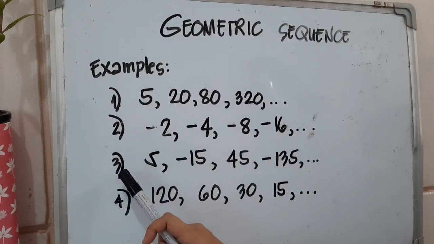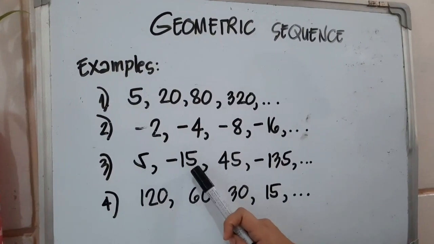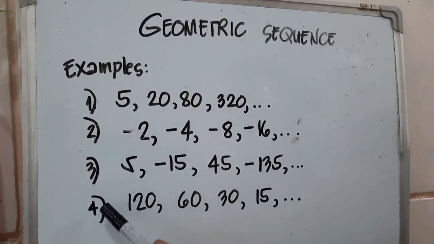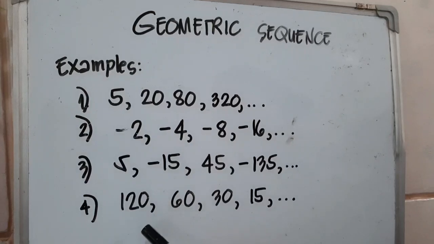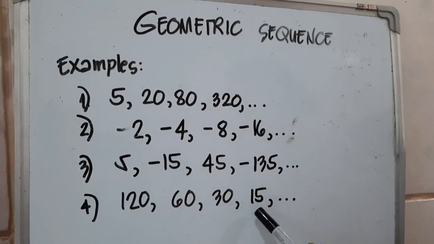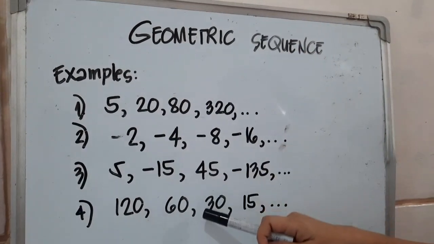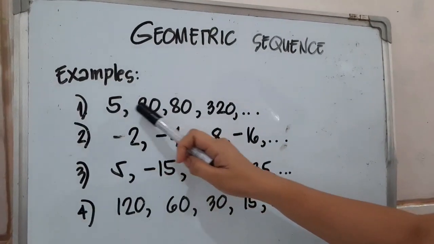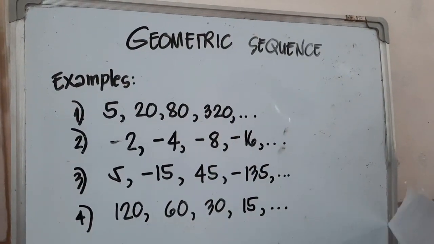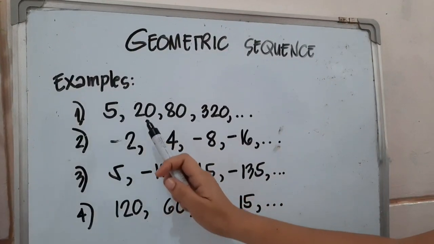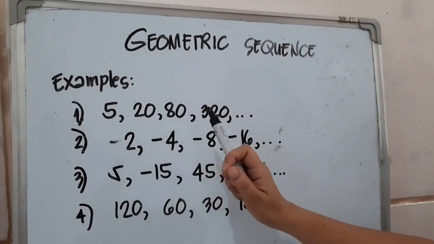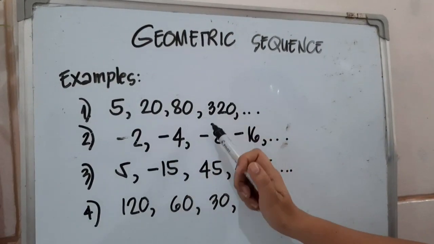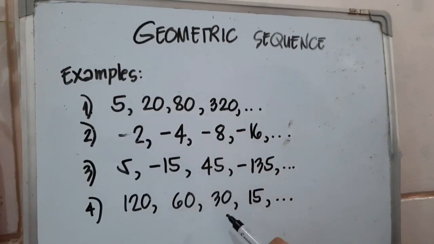Another example for a geometric sequence, we have 5, -15, 45, -135, so on and so forth. And number 4, we have 120, 60, 30, 15, so on and so forth. So these are the examples of a geometric sequence. So what have you noticed with our given sequence? We'll start with number 1. We have 5 as our first term, 20 as our second term, 80 as our third term, and 320 as our fourth term. What have you noticed with example 1, example number 2, example number 3, and example number 4?